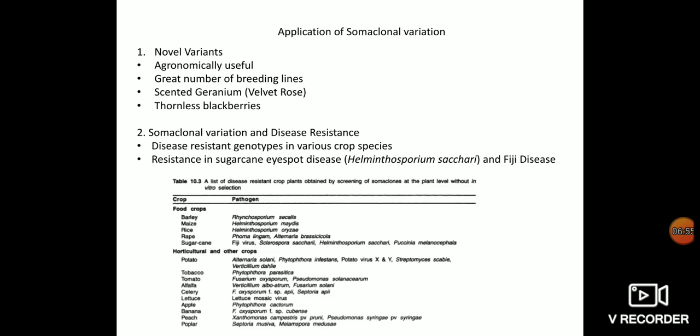Okay, so here is a tabular column which lists disease resistant crops that we get from somoclones. For example, food crops such as maize, against the pathogen Helminthosporium maydis, and rice, Helminthosporium oryzae. There are different examples quoted here from the exam point of view.